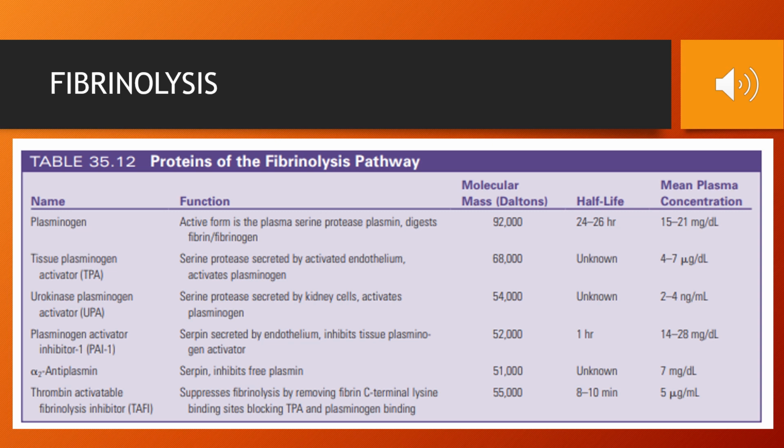So we also have plasminogen activator inhibitor 1, which inhibits tissue plasminogen activator. Then alpha-2 antiplasmin, which is part of the serpin group, which inhibits free plasmin. So lastly is the thrombin activatable fibrinolysis inhibitor, which suppresses fibrinolysis by removing the fibrin C-terminal lysine binding sites, blocking TPA and plasminogen binding.